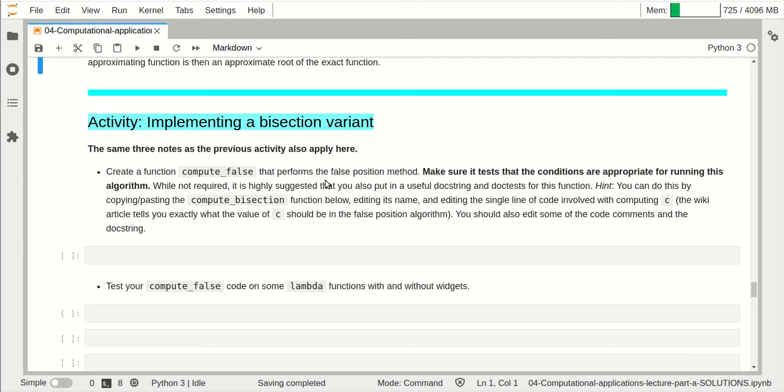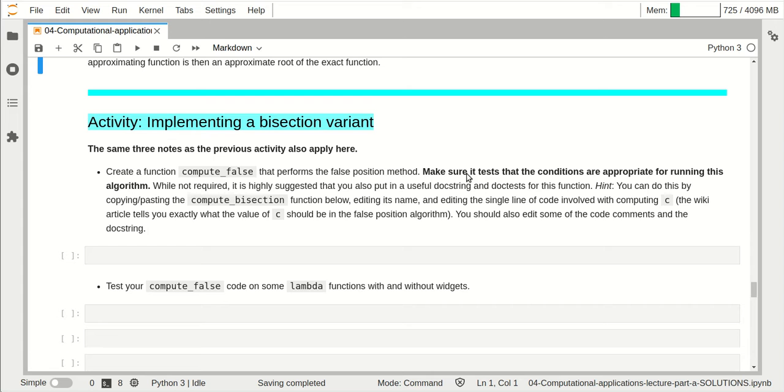Welcome to the second video on the solutions to the activities in the Part A lecture notebook of Module 4. For the second activity, you are asked to implement a bisection variant. The same three notes as the previous activity also apply here, and I'm asking you to create a function, compute false, that performs the false position method.